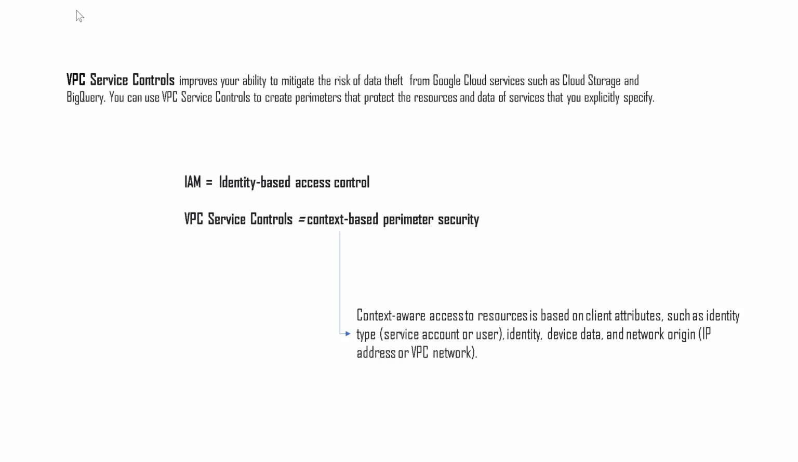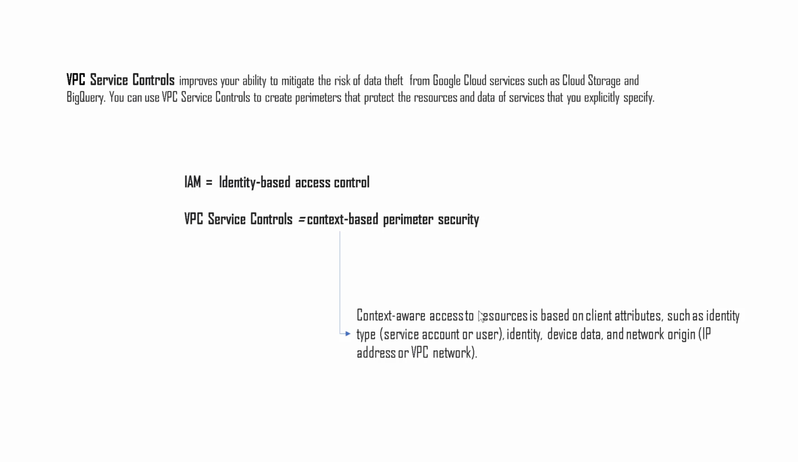So what is VPC service control? Service control improves your ability to mitigate the risk of data theft from services like GCP Cloud Storage and BigQuery. You can use VPC service controls to create perimeters that protect the resources and the data of services that you explicitly specify. In GCP, there are two paramount services that you need to know when it comes to security of your resources. Those include IAM and VPC service controls.